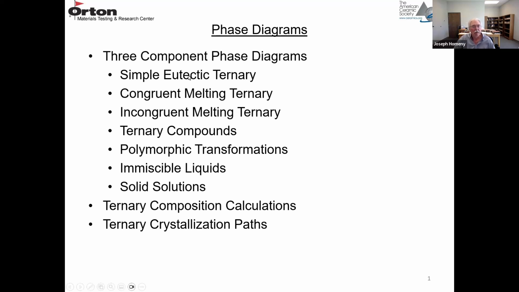We did binary phase diagrams for 2 classes, so the last class is 3 component phase diagrams. We'll do simple eutectic ternary diagrams, congruent melting ternary diagrams, incongruent melting diagrams, and diagrams with ternary compounds. Some of these diagrams will have polymorphic transformations, and there are also immiscible liquids and solid solutions. We'll go over these basic diagrams, look at some calculations for compositions on the ternary phase diagrams, and, more importantly, the crystallization paths.